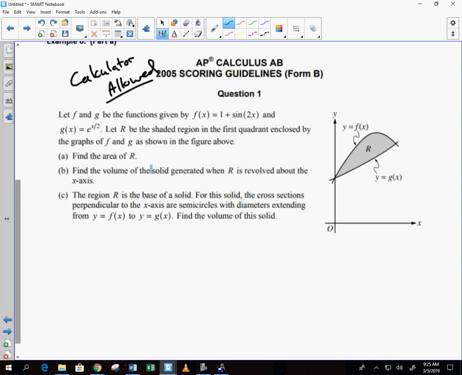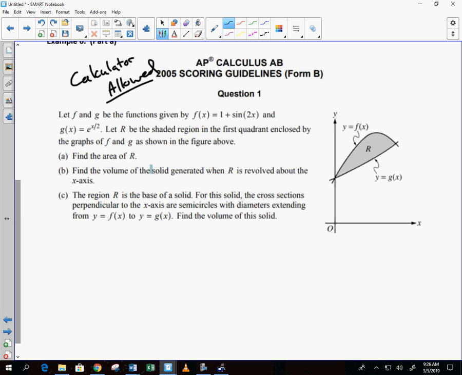It says, let f and g, and we're only going to do A. That's all we're going to do right now. Let f and g be the functions given by f of x is 1 plus sine of 2x, and g of x is e to the x over 2. Let R be the shaded region of the first quadrant enclosed by the graphs of f and g shown in the figure above. It tells you what g of x is, doesn't it? It tells you what f of x is, doesn't it? Look at the first question. Find the area of R.